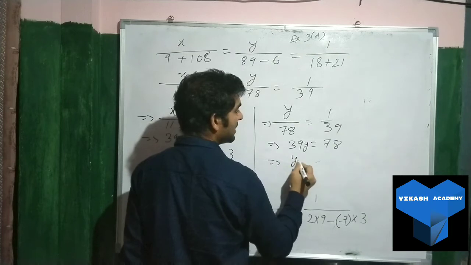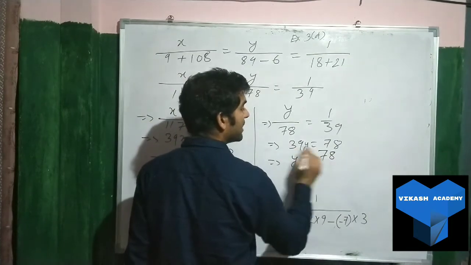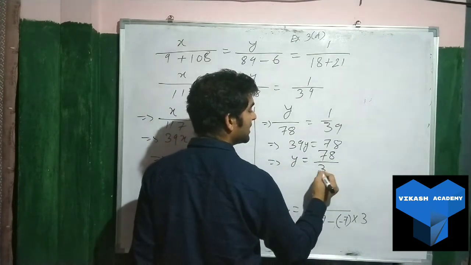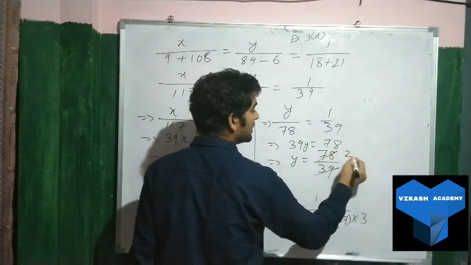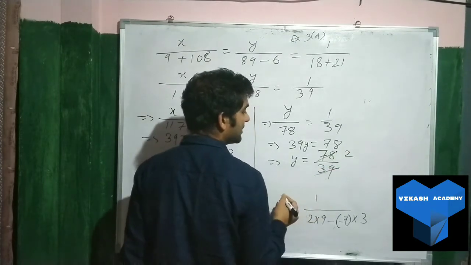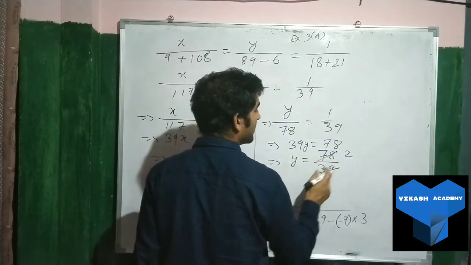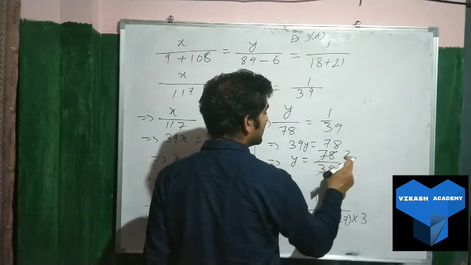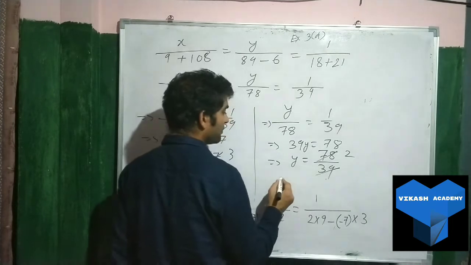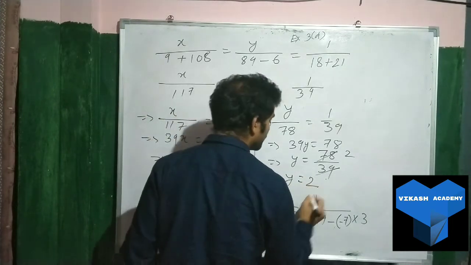So then y is equal to 78 by what? Take 39 here. Then how many times? 2 times. 9 2s are 18. 2 3s are 6, 1 is 7. So we are getting y is equal to 2.